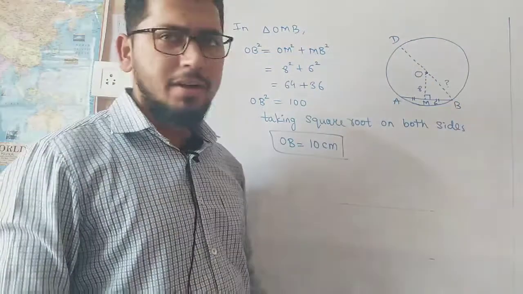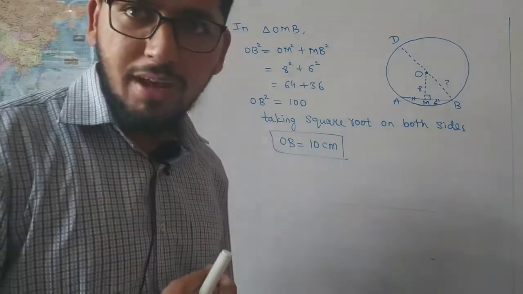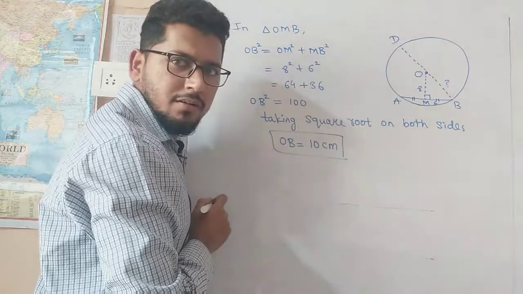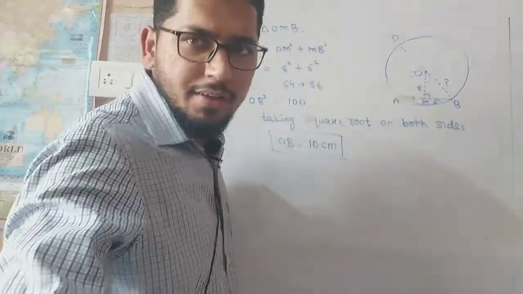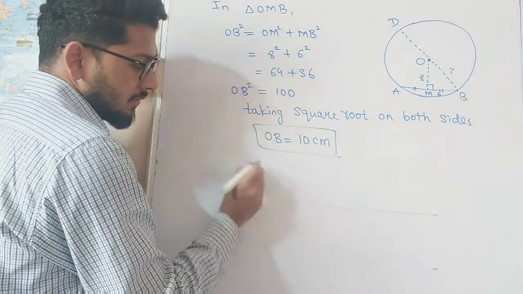Now BD is a diameter, and in the question we have to find the value of the diameter. So what we will write? BD is the diameter and the diameter is twice the radius. What is the diameter? Double the radius. So what we will write here?